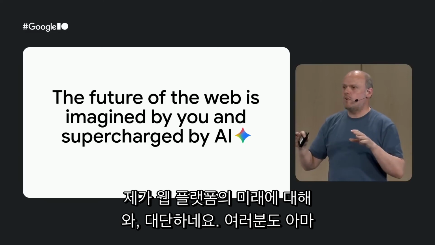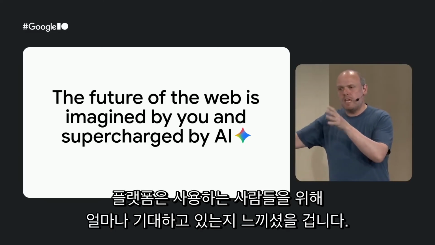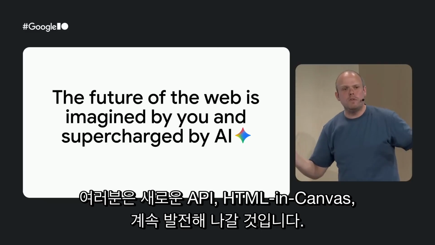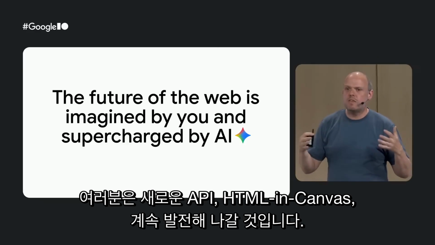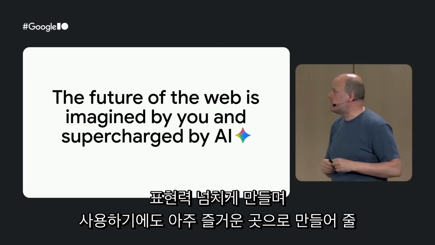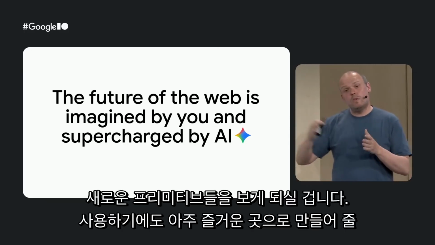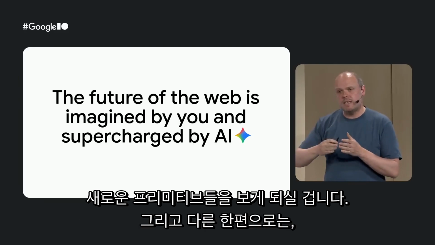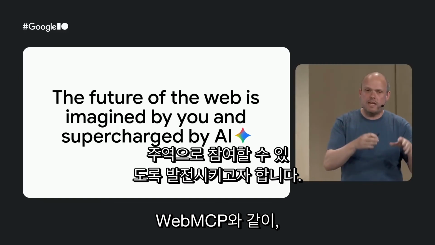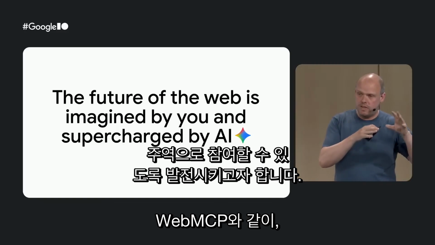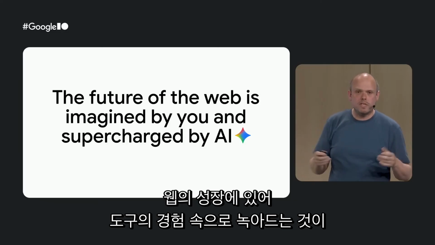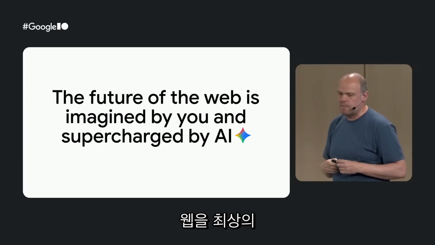I think the platform is going to evolve for the people who use it. You're going to see APIs like HTML and Canvas, a whole bunch of new UI primitives that just make the web rich and expressive and something that is very fun to use. And then at the other side of things, we do want to evolve the web so that it is a participant in these new platforms. Things like WebMCP and getting it into the experiences, like the agents and the tools that you're using, I think is going to make the web a first-class experience across all these different types of platforms.